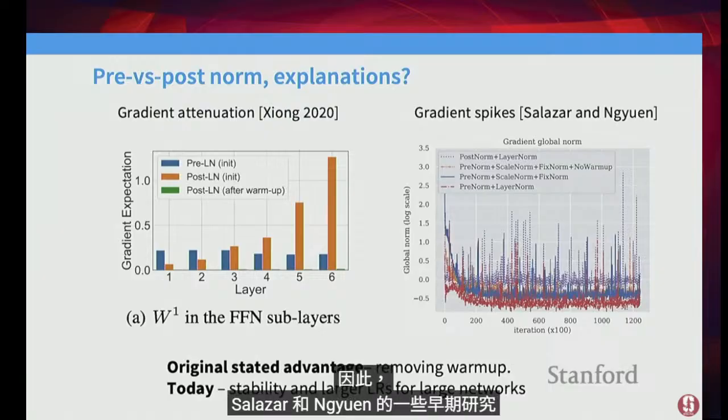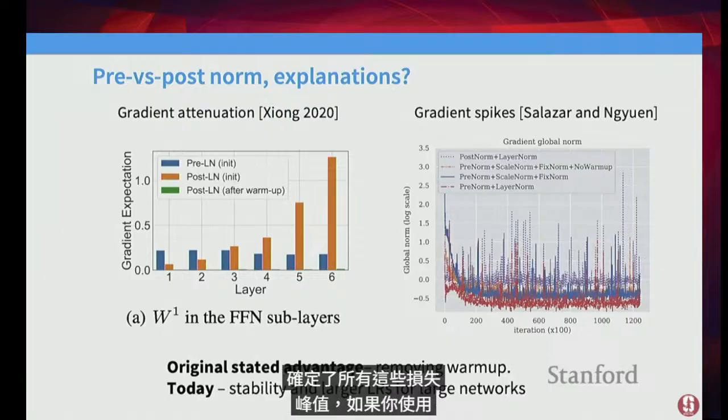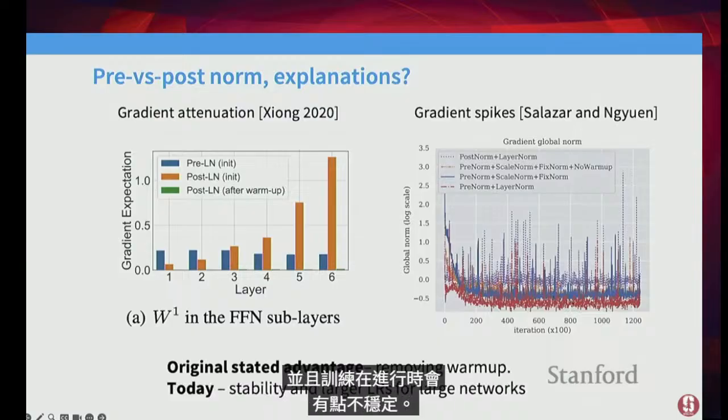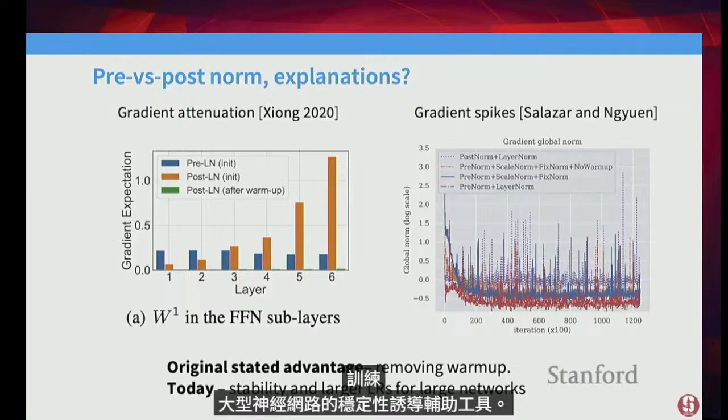And so some of the earlier work by Salazar and Yuan identified all these loss spikes. If you were training with post-norm, kind of in blue here, you would see a lot more loss spikes and the training would be kind of unstable as you were training. So you see the gradient norm here is spiking and generally higher than the one with pre-norm. And so today, you see pre-norm and other layer norm tricks being used essentially as stability-inducing aids for training large neural networks.